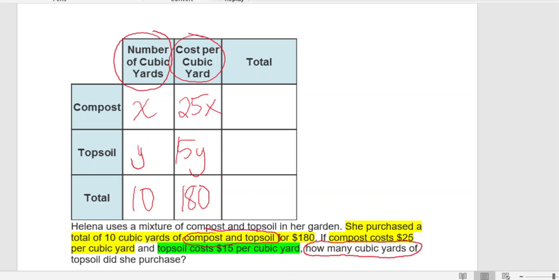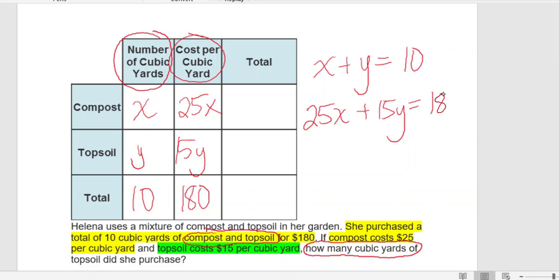So now we can set up our two equations, because we have an equation that represents how many cubic yards, and that has a total of 10, and then we associate price and cost with that, and that has a total of $180.